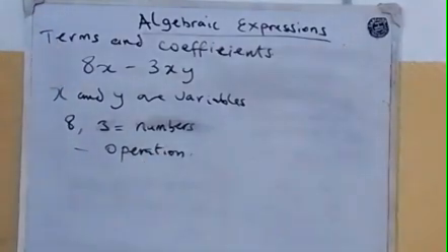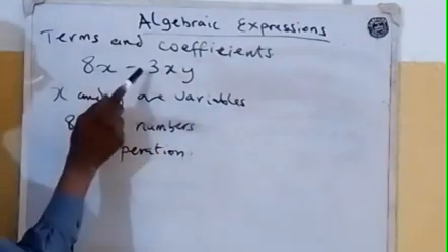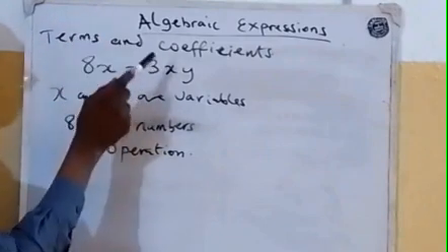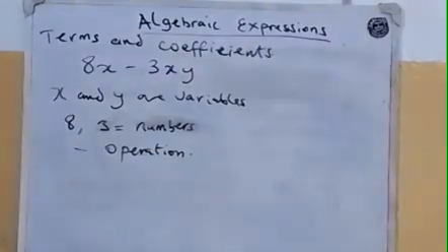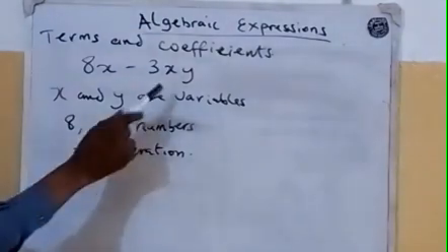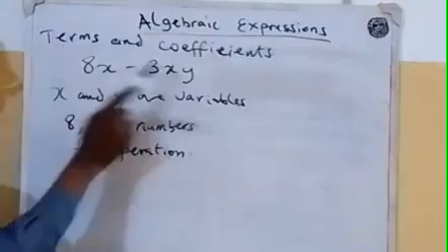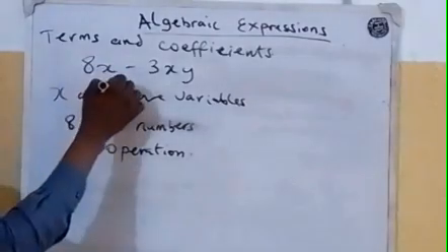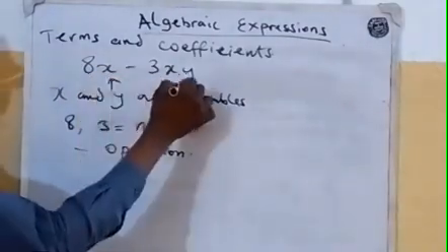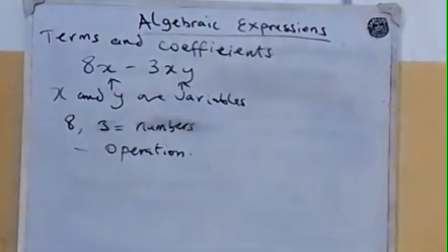Most of the time, we also include the operation sign with the numeral to term it as a coefficient. So if I ask you what's the coefficient of xy, for instance, the coefficient of xy is minus 3, and the coefficient of x here is 8. Now, these are terms. x is a term, xy is another term. They are two different things.